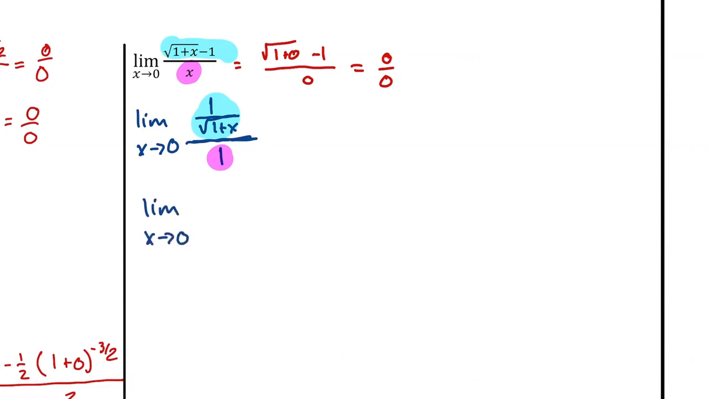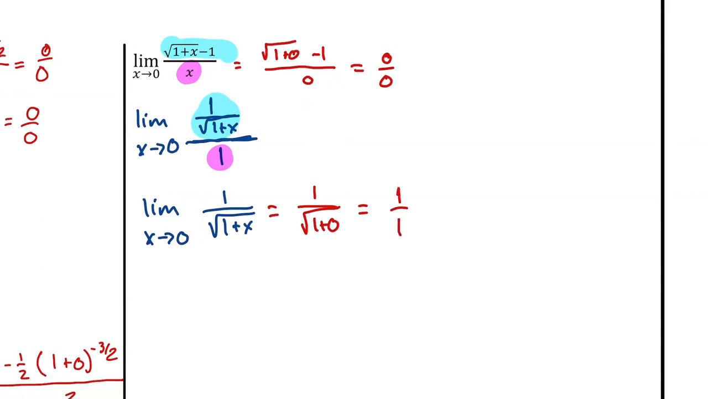Now, of course, this could clean up a little bit, so I'm not going to take the limit yet. I'm going to just realize that this is just 1 over the square root of 1 plus x, which then if you evaluate at 0, is the square root of 1 plus 0 in the denominator, which indeed just works out to 1 over 1.